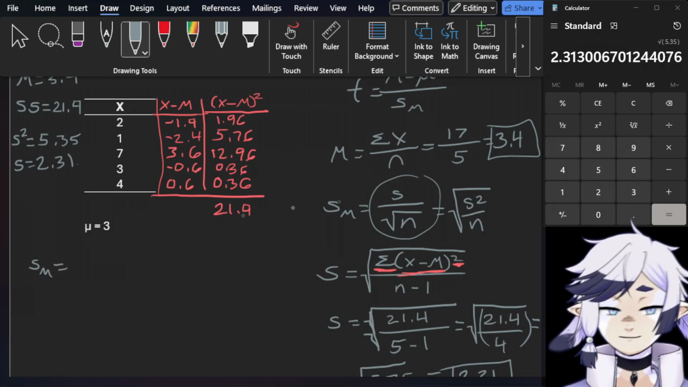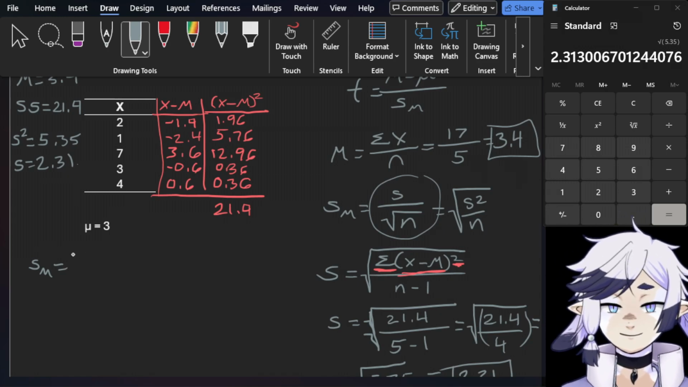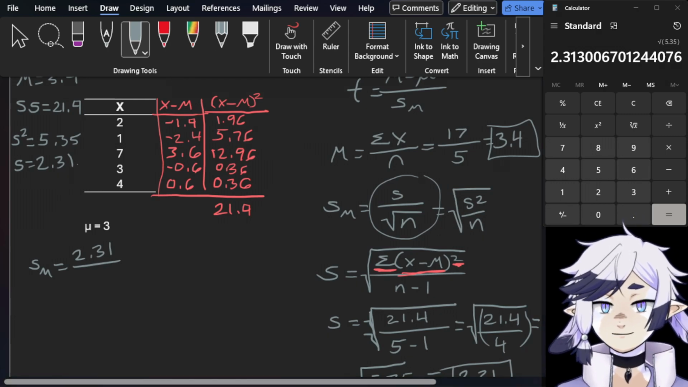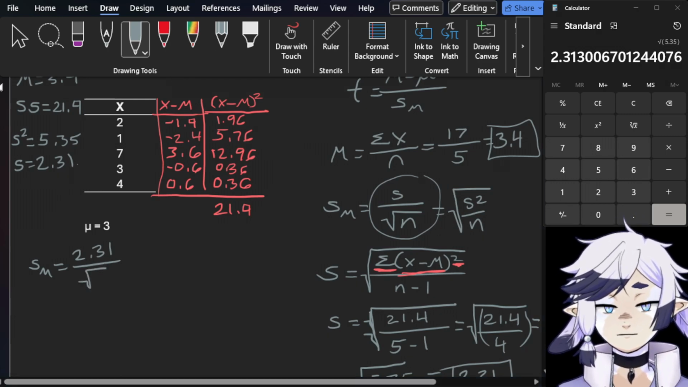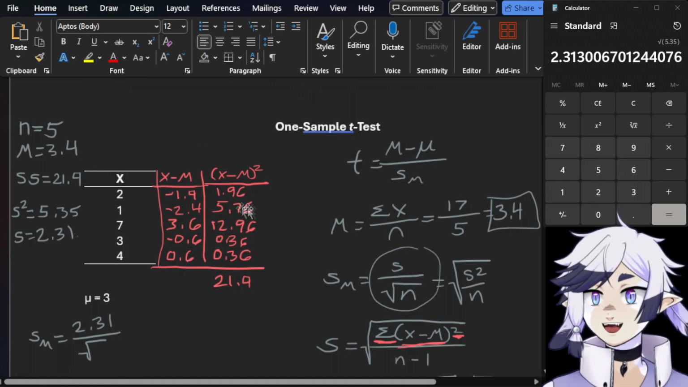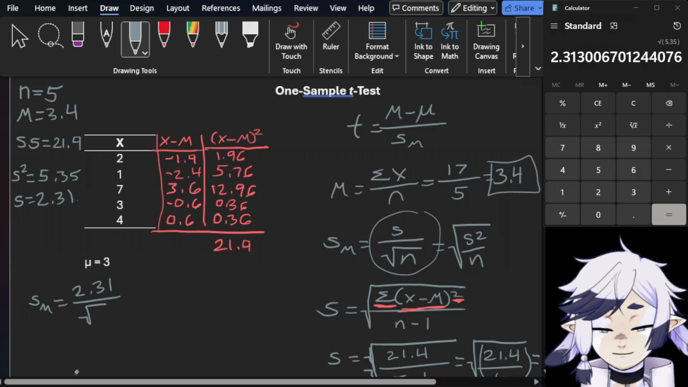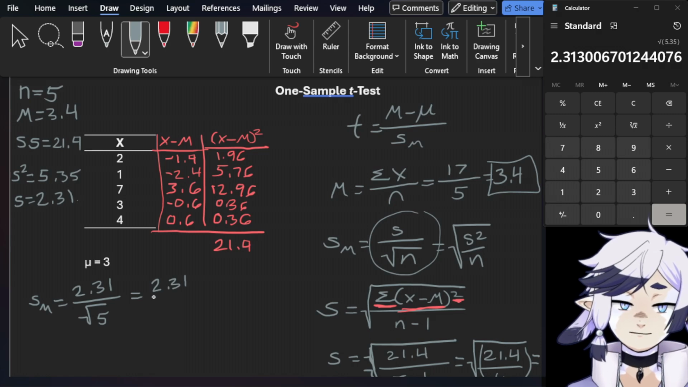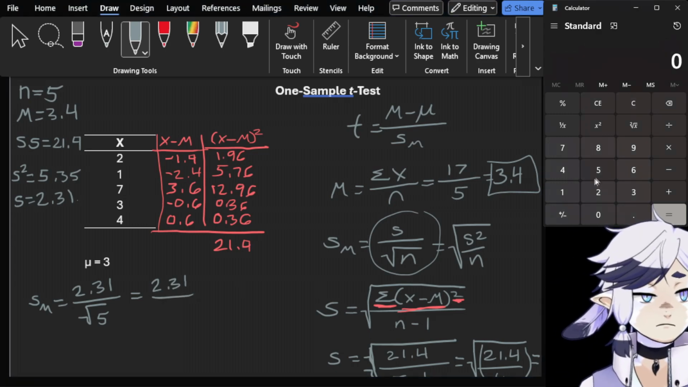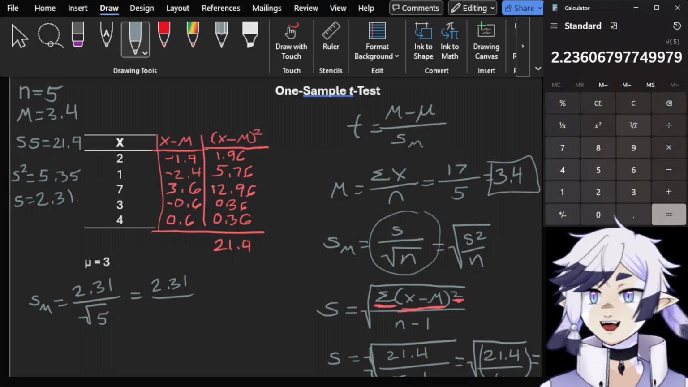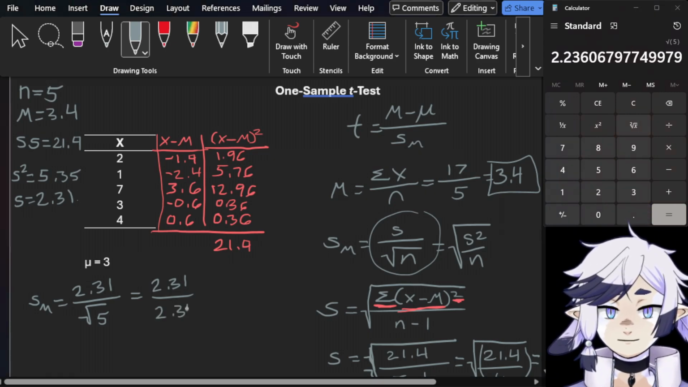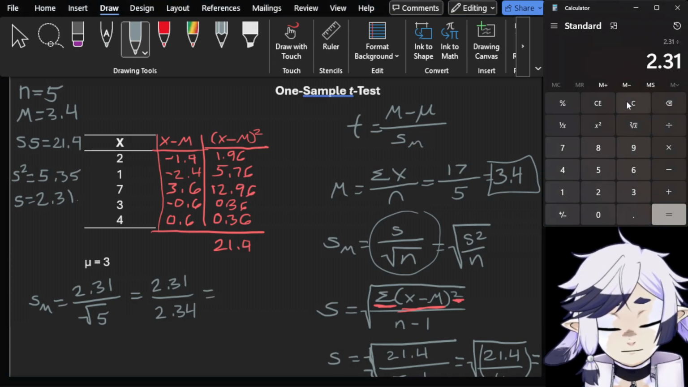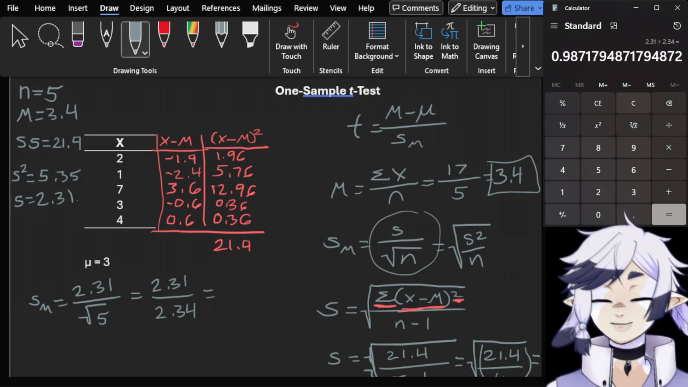The standard error is equal to the standard deviation, which we calculated as 2.31, divided by the square root of your sample size. Our sample size is 5. We have 5 scores here. So first, I'm going to take that square root of 5. The square root of 5 is about 2.34. We're going to take 2.31, divide that by 2.34, and that will get us our standard error.